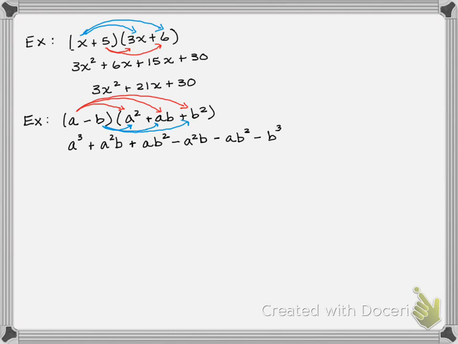This works out really nicely because a squared b minus a squared b is 0, and ab squared minus ab squared is also 0. So we get a to the third minus b to the third, which turns out so pretty.